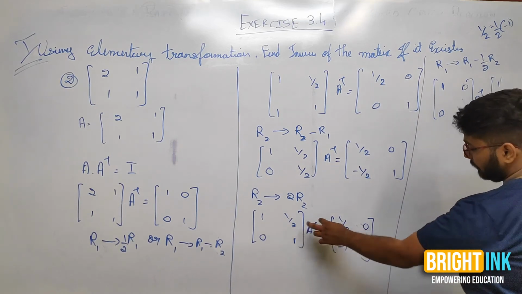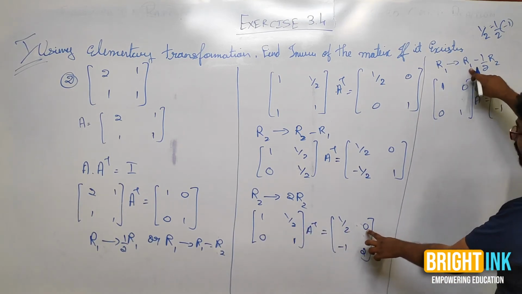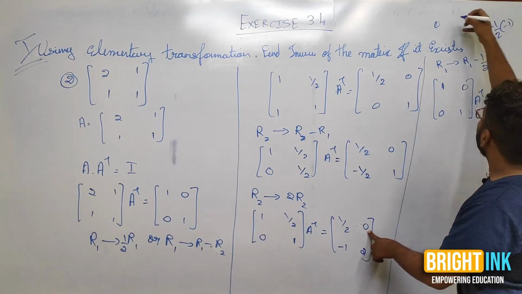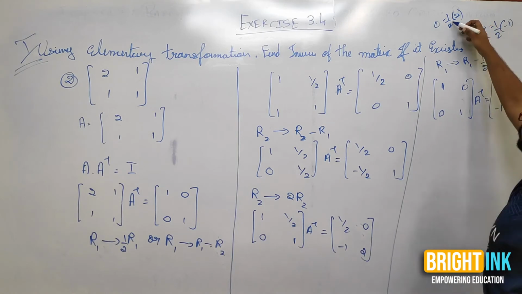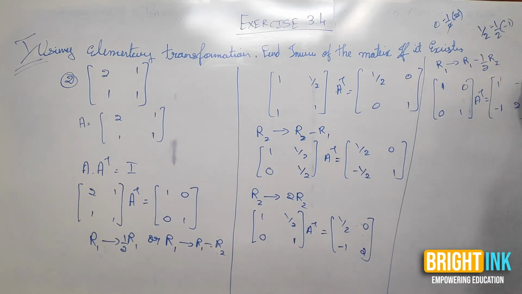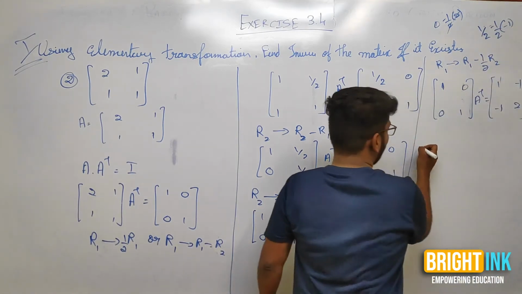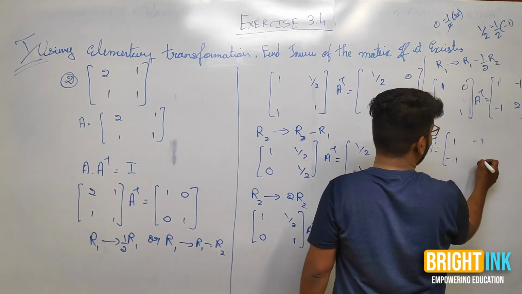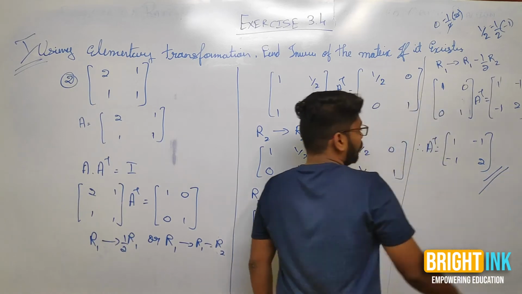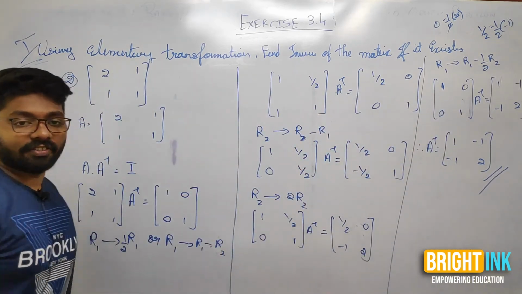Now R1 again. R1 is what? 0 minus 1 by 2. What is R2? 2. So 2 and 2 cancel, minus 1 will remain. So therefore A inverse is equal to what? 1 minus 1, minus 1 2. This is nothing but A inverse.